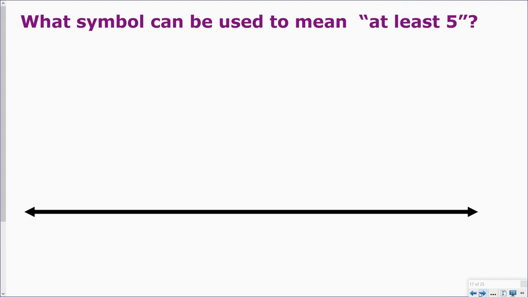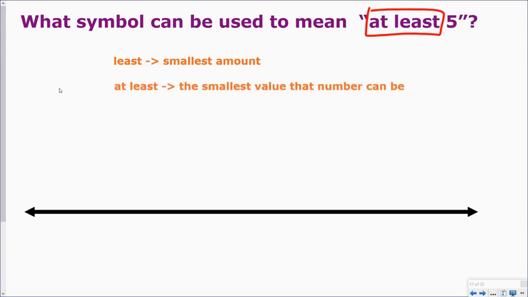Now I have at least 5. So again, I'm going to take a look here at what it means to be at least. Well, I know that least is the smallest amount. So that means at least is the smallest value that number can be. So again, if I have 5 here, this 5 is my smallest amount.